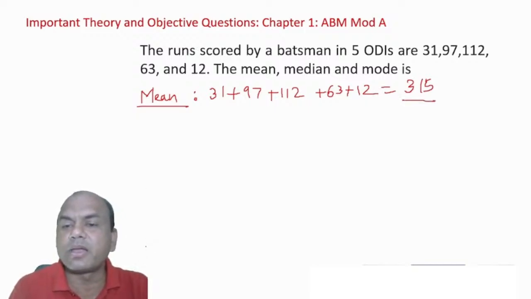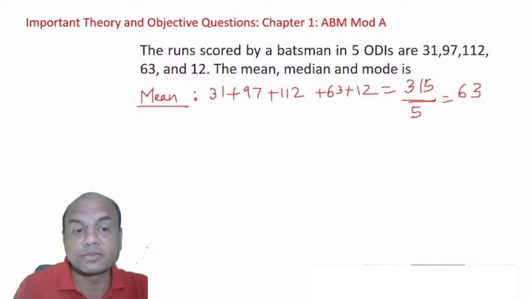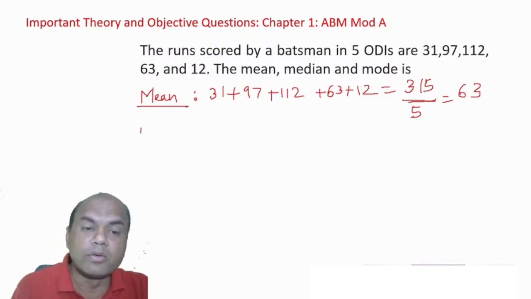So what is the mean? 315 divided by the number of elements. How many elements are there? 5. So 315 upon 5, so it is 63. This is my mean.